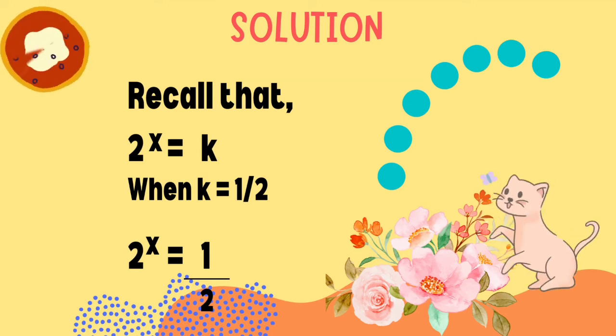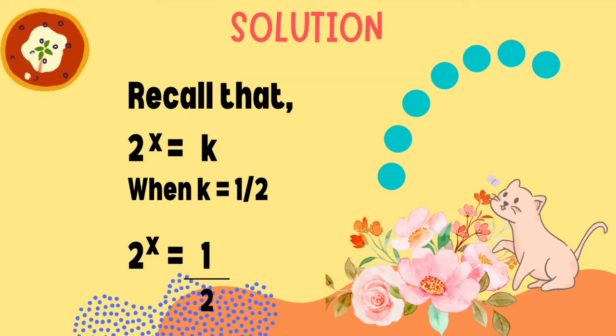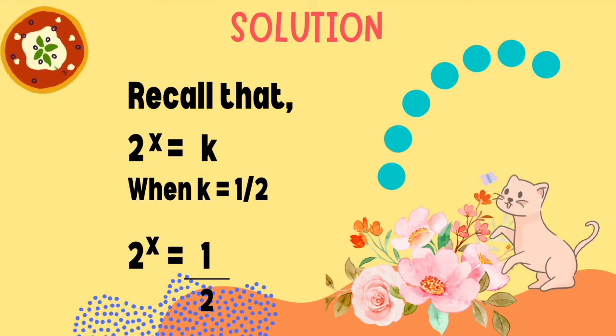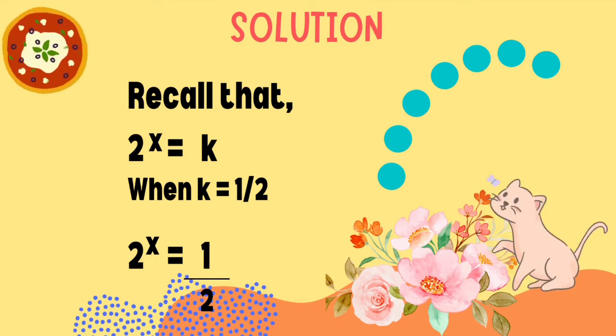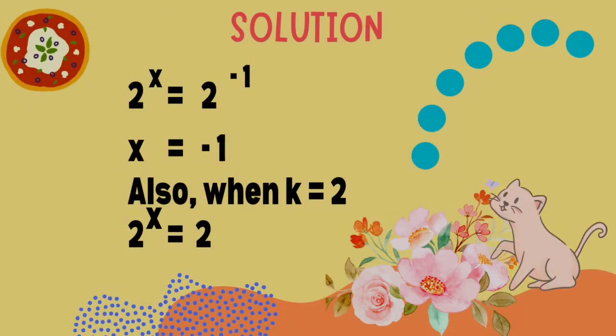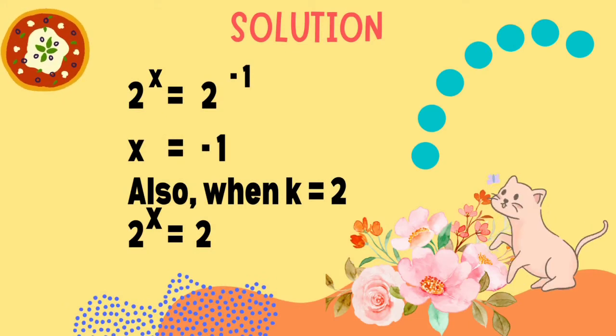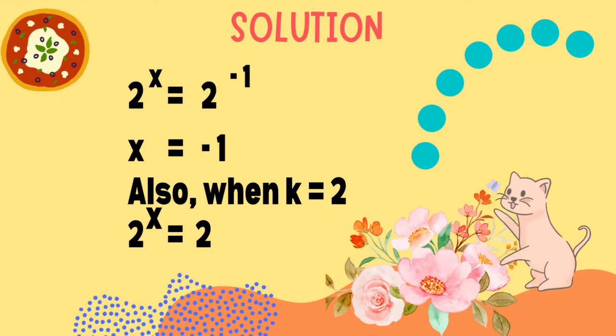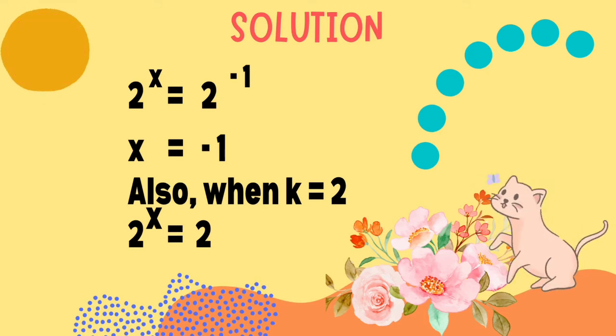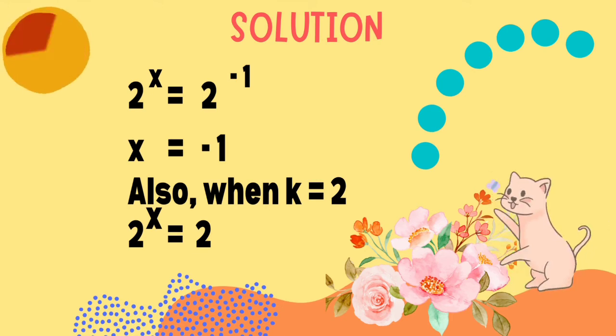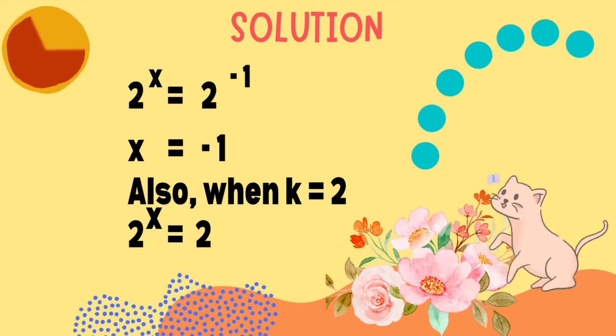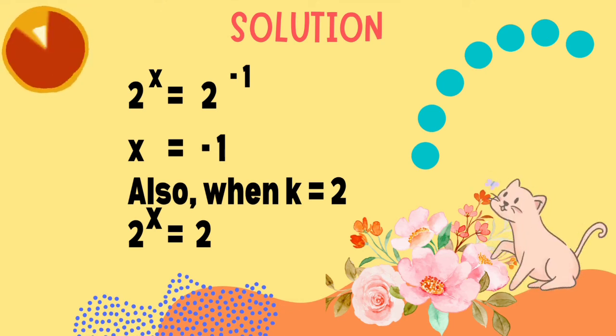So you are going to be having 2 raised to power x being equal to half. And then the next thing you do is to make the base of the expression the same. To make the base of the expression the same, we know that half is the same thing as 2 raised to power minus 1. So the expression will become 2 raised to power x being equal to 2 raised to power minus 1. Since the bases are the same, you equate the powers. When you equate the powers, you are going to be having x being equal to minus 1 as the first solution of x.